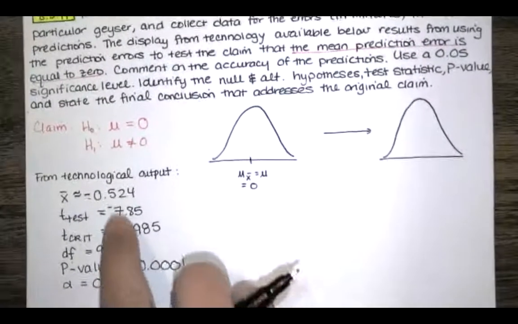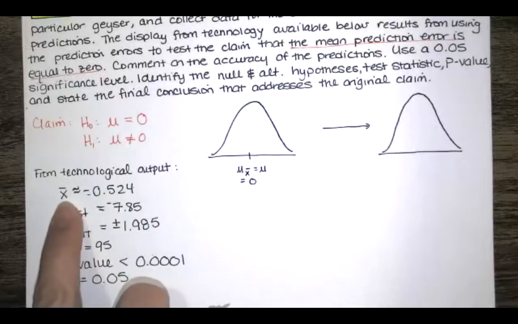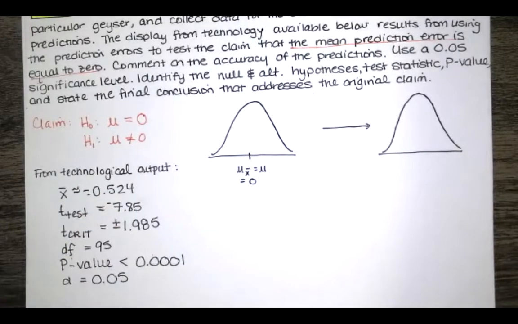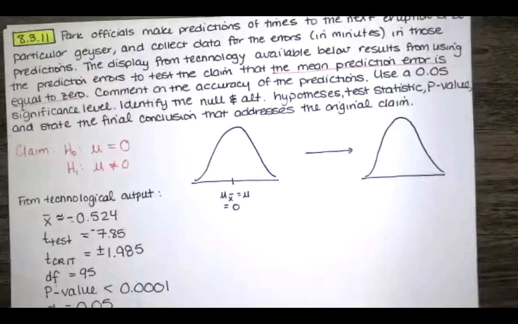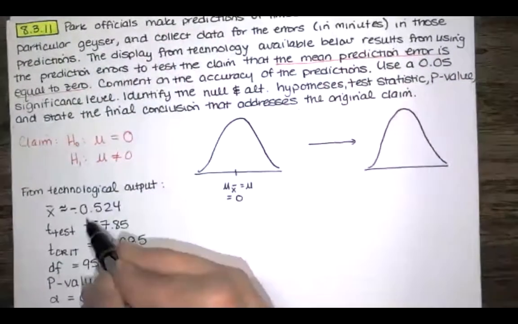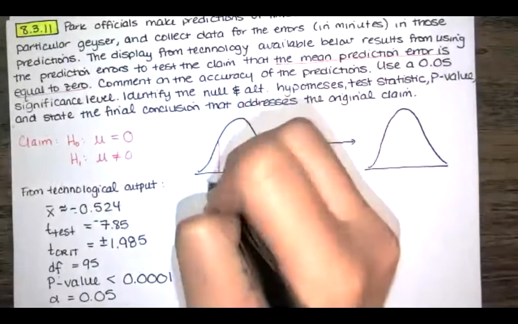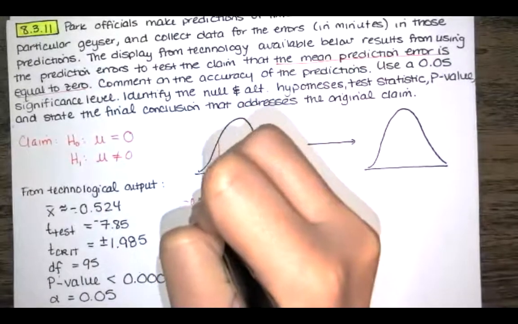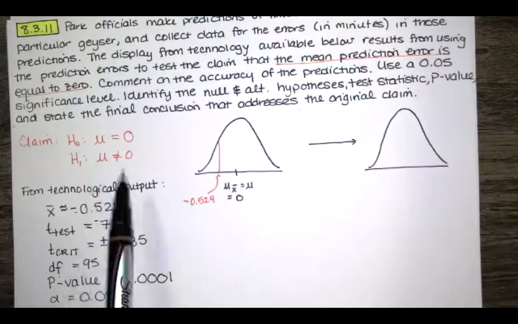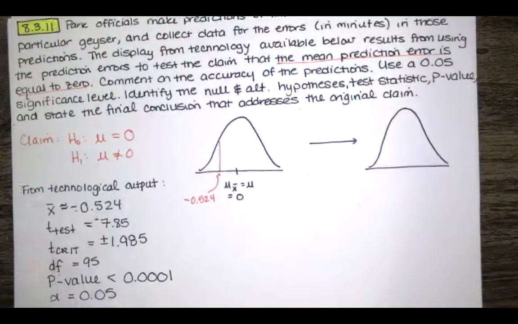Okay, so given our technological output, we can say that the mean is approximately equal to negative 0.524. That is the mean prediction error for our sample. And it looks like our sample must have had 96 different values in it. So if I'm looking at the sampling distribution of the sample means, that's a negative 0.524 over there. And we've got a two-tailed test because this is a not equal to sign.